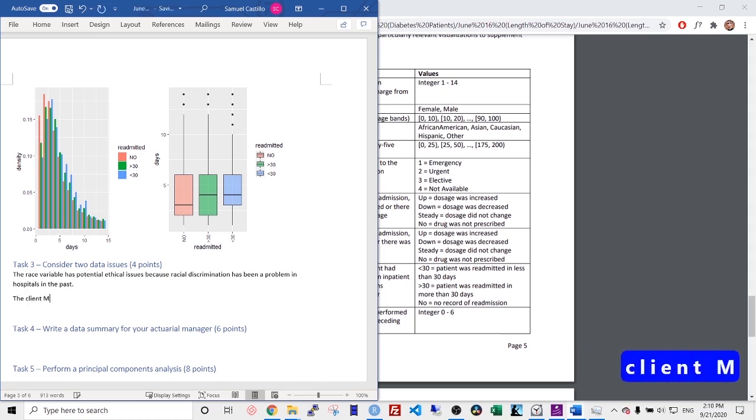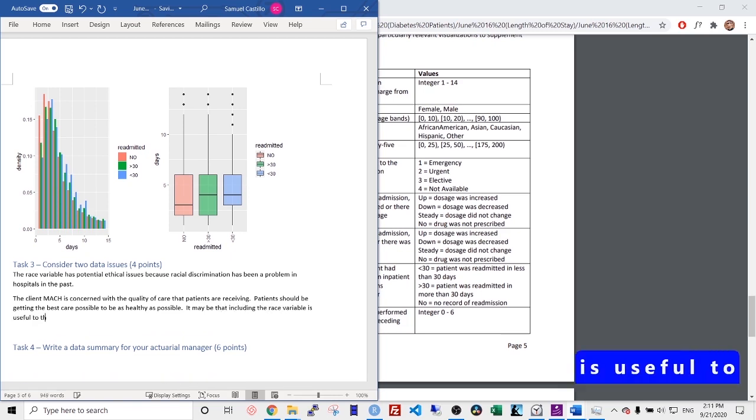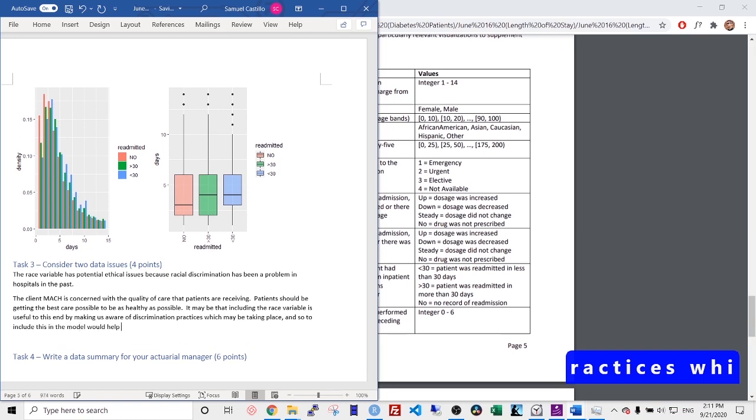The client, Mac, is concerned with the quality of care that patients are receiving. Patients should be getting the best care possible to be as healthy as possible. It may be that including the race variable is useful to this end by making us aware of discrimination practices which may be taking place. And so including this in the model would help to identify these unfair actions.